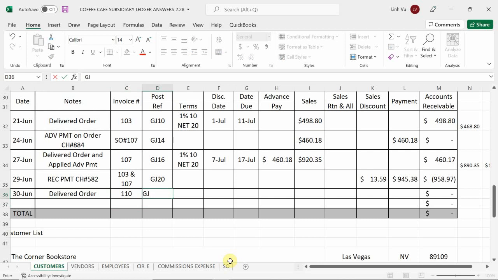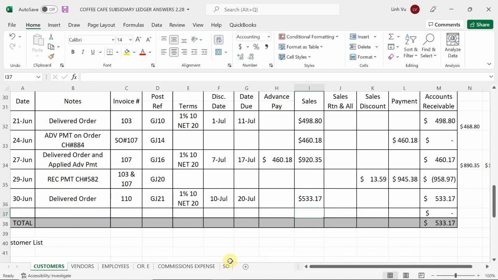General Journal number 21. We gave them the 1% 10 net 20. That means if they pay within 10 days, which is July 10, they can take advantage of a discount. If not, it's due on July 20th. And how much do they owe? $533.17. So that's their new account balance.